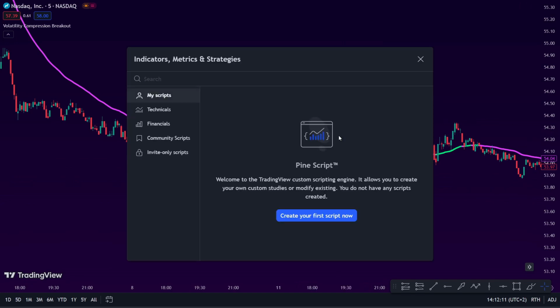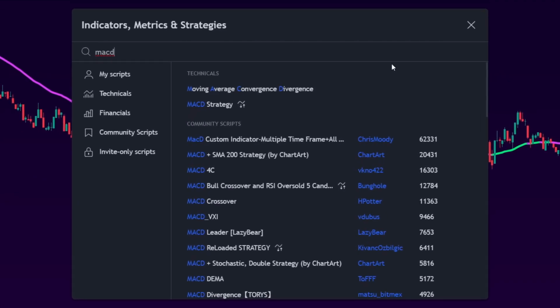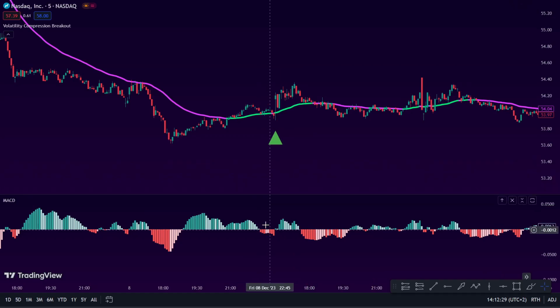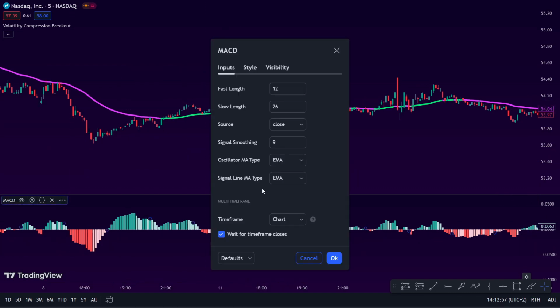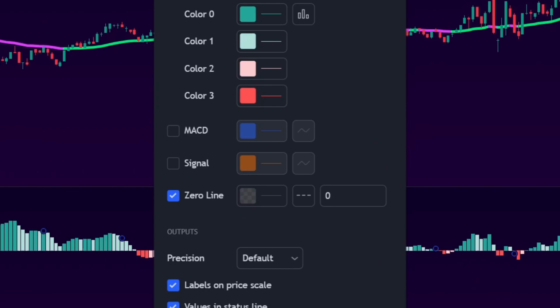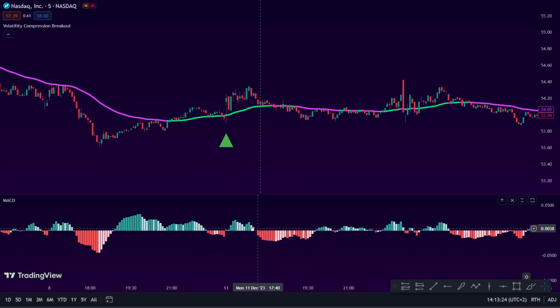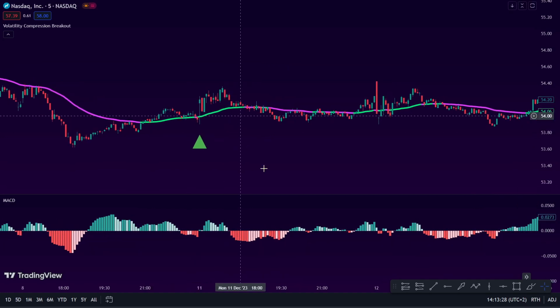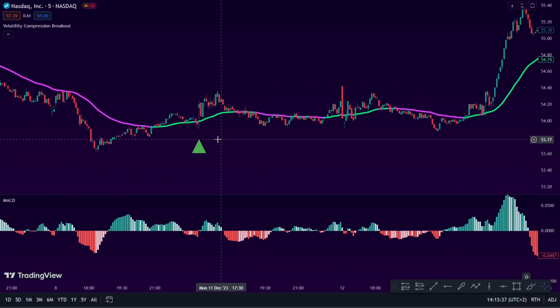to our chart. The name of this indicator is MACD, Moving Average Convergence Divergence indicator. This MACD indicator confirms the trend with green color and red color. And in the settings, the input section remains the default settings, and in the style section I hide the MACD and signal line. I should note that this MACD indicator provides additional confirmation to our signals. After adjusting the settings for both indicators, our system is ready.